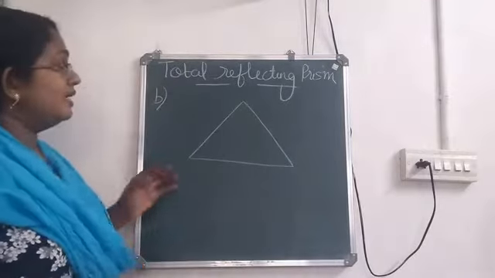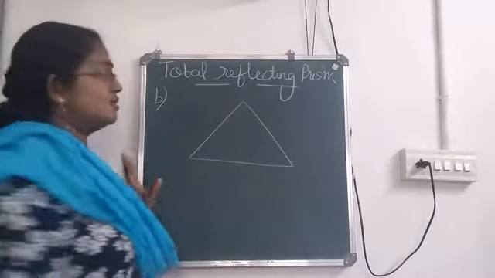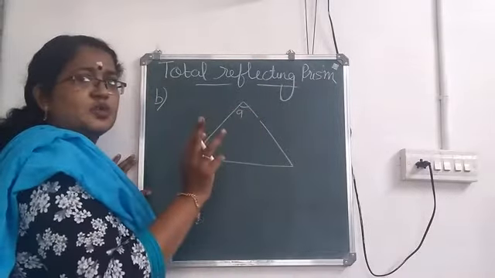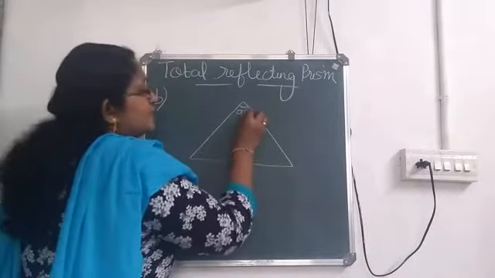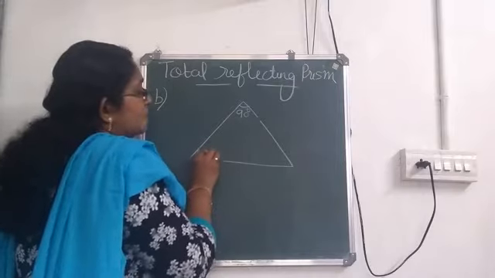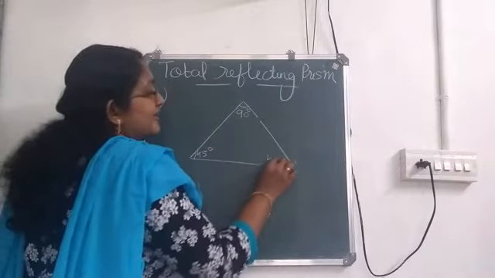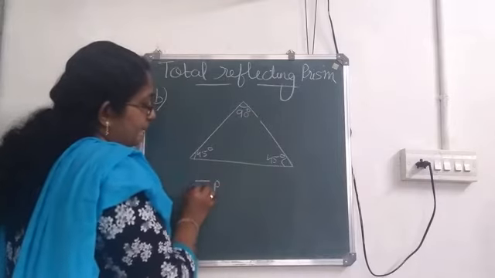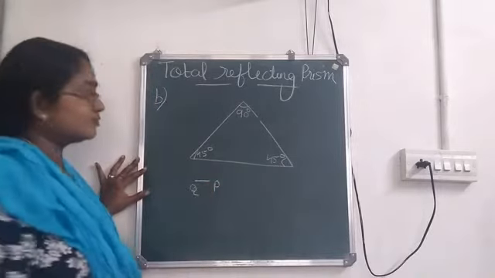I am drawing the total reflecting prism. So here it is a right angled isosceles prism, isn't it? So this is 90 degrees. These two angles are 45 degrees each. Now I am keeping an object PQ.